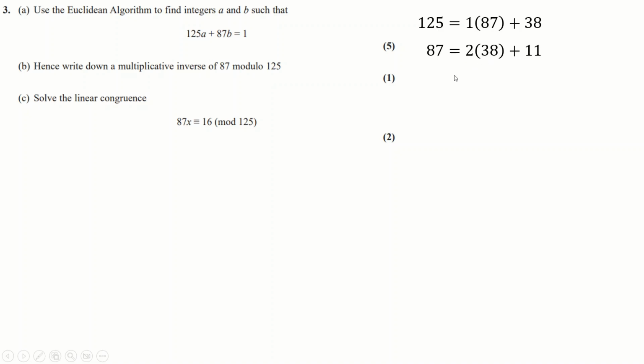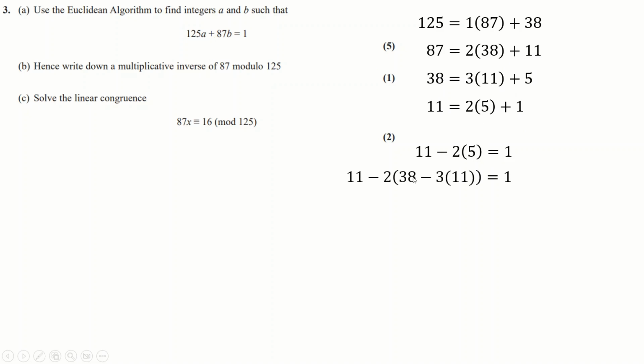Anyway, the next one will be 38 equals 3 lots of 11 plus 5 remainder. So just take away 3 lots of 11 and you get 5 left over, and then 11 is 2 lots of 5 with 1 left over, and when you get to 1, that's where you stop. The reason you stop there is because you can write this whole thing backwards and arrive here. So you can say 1 is 11 minus 2 lots of 5, like I was saying. And then 5 is 38 minus 3 lots of 11, so you put that in there.